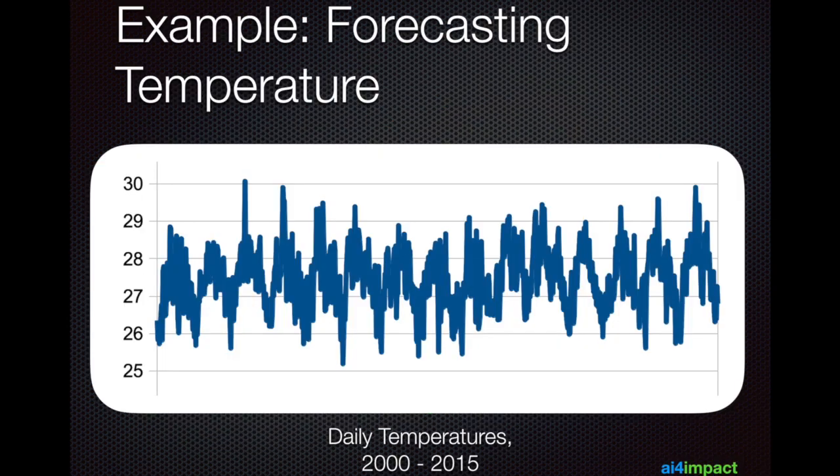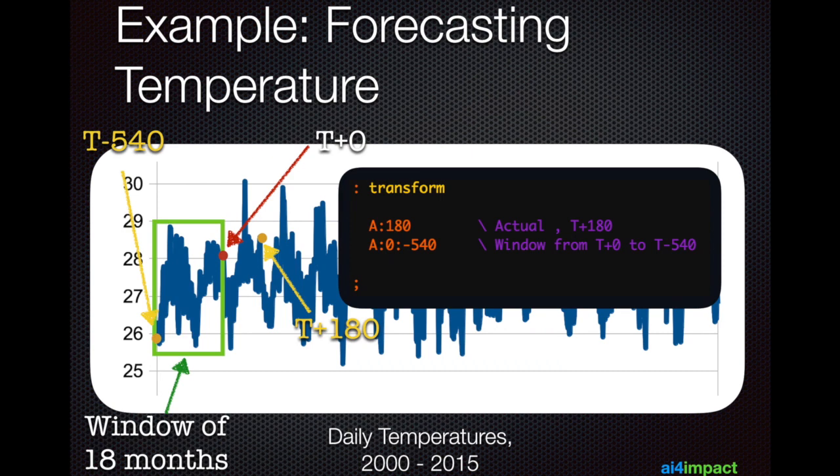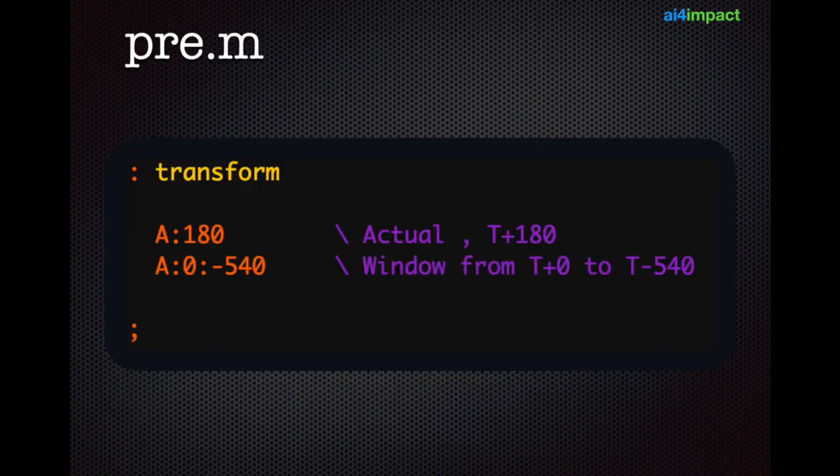As an example, suppose we have a single data set, in other words, one column in your train or test CSVs. If you have a data window of 18 months, the red dot represents t0, and the t+1 is the y that you want to forecast for. This is how you would write pre.m. The label would be A180, in other words, selecting 180 days into the future, while the data window would be from A0 to A-540, which is 541 columns in your input vector.